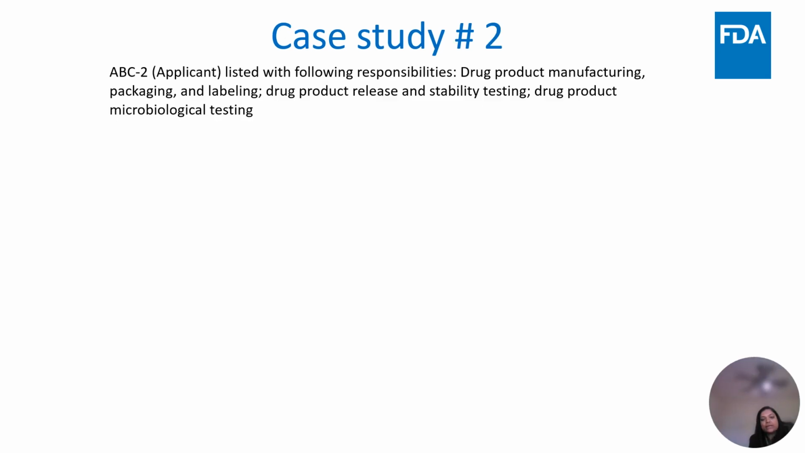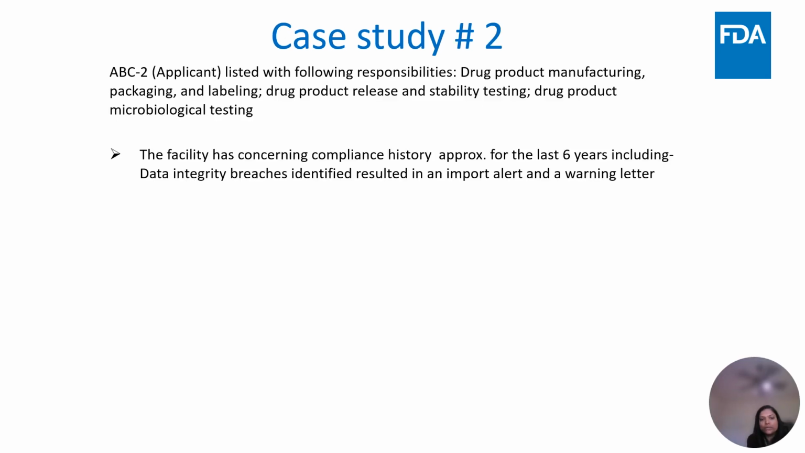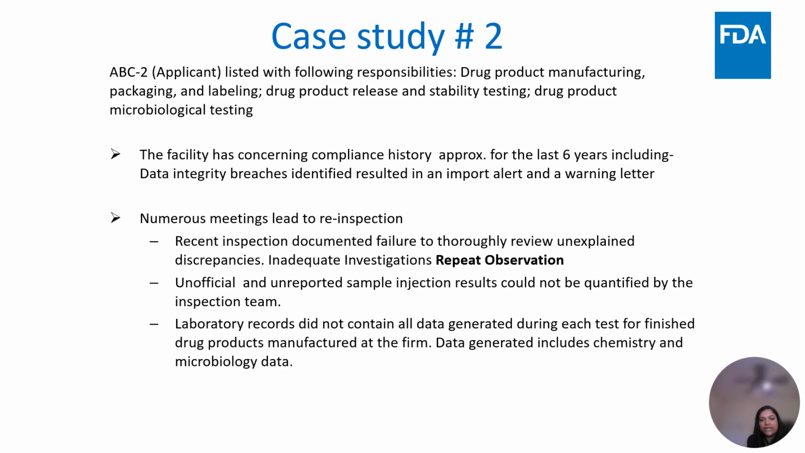The second case study I would like to talk about is the ABC2 applicant, which is listed for drug product manufacturing, testing and packaging, including microbial and stability testing. The facility has a concerning compliance history from the last 6 years, including some data integrity issues identified, also an import alert and warning letter, and there were numerous regulatory meetings that led to re-inspection of the site.